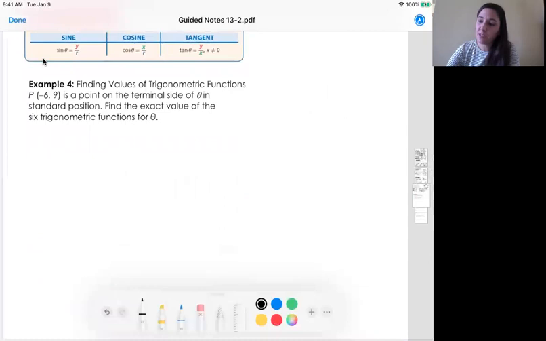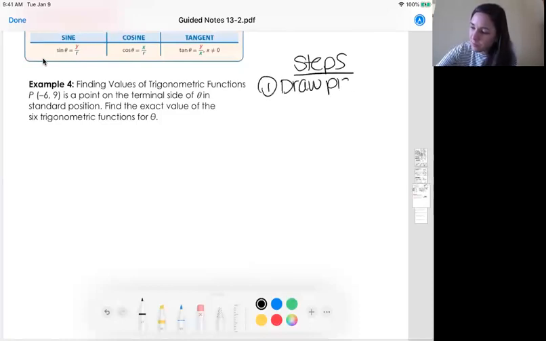I'm going to write my steps out. I like to write my steps, like I write those on the board, so we'll do it here on my iPad. First thing we need to do, always draw a picture. It says we need to find the values of the trig functions for P of -6, 9.